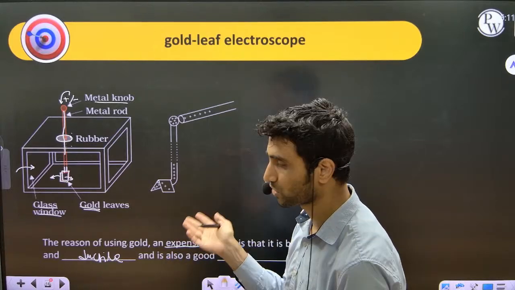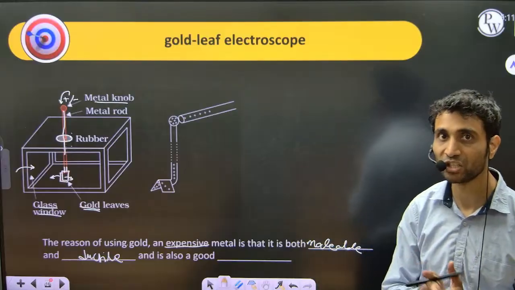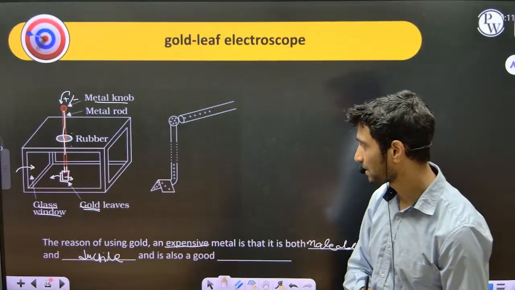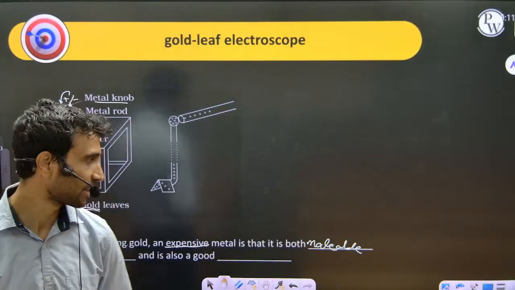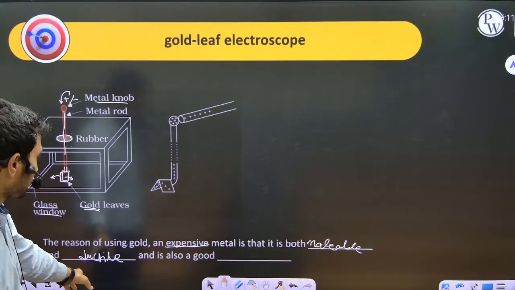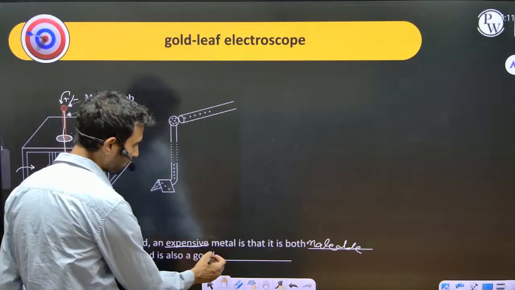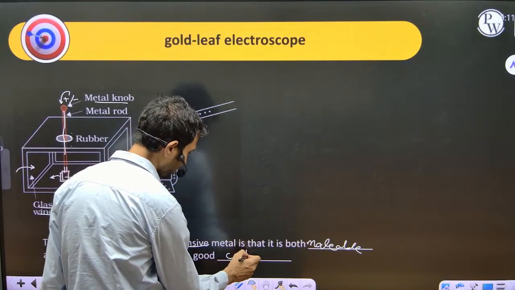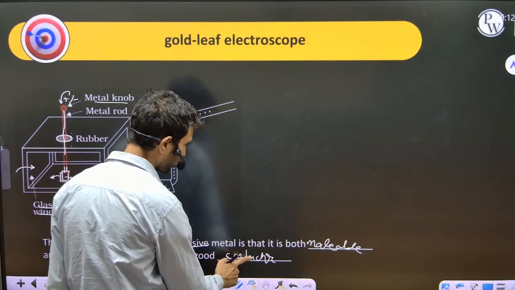That is why we have chosen gold, because if we take some other element, we might not be able to make a sheet out of it. And if we bend it, it might break. This property is called malleable and ductile. So gold has both the properties, and on top of that, it is also a very good conductor. So those are the reasons that we choose gold.